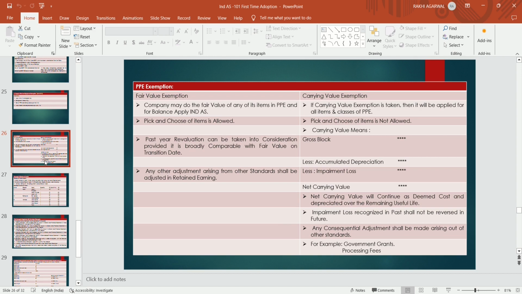Any consequential adjustments arising out of other standards shall be made, like impairment loss, like government grant, like processing fees in case of borrowings. So any adjustments arising out of other standards shall be adjusted. So these are the fair value exemption and carrying value exemption which we have discussed.